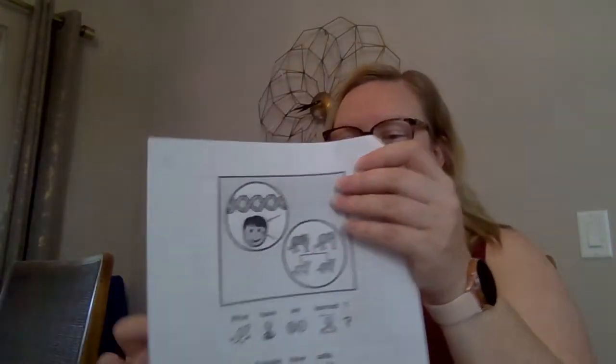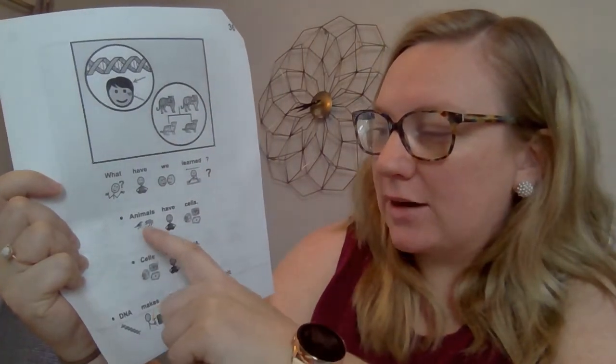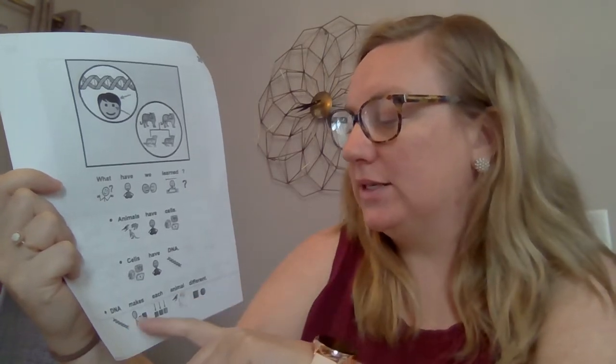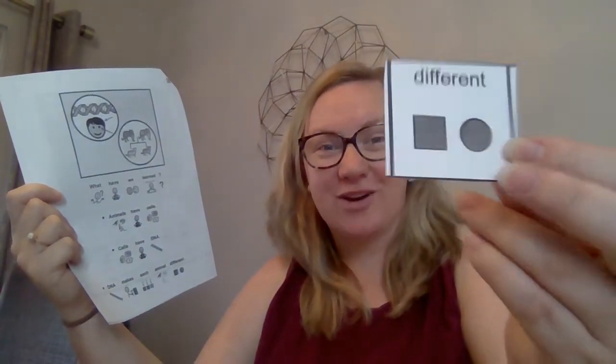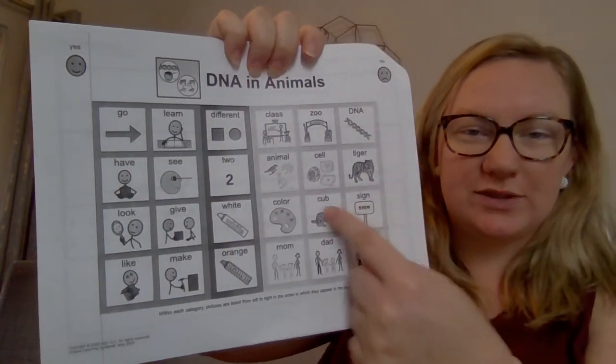All right, we have one last page. It says, what have we learned? It's our review page. That animals have cells, that cells have DNA, and that DNA makes each animal different. All right, animals have cells. There's a lot of our vocabulary. Animals have cells. Cells have DNA, and DNA makes each animal different, okay? Just like it makes each human different too, okay? We have our handy-dandy communication board. These are the vocabulary words that we've seen in this lesson.